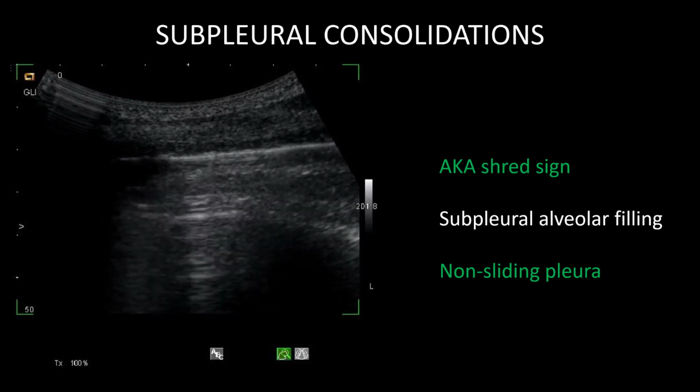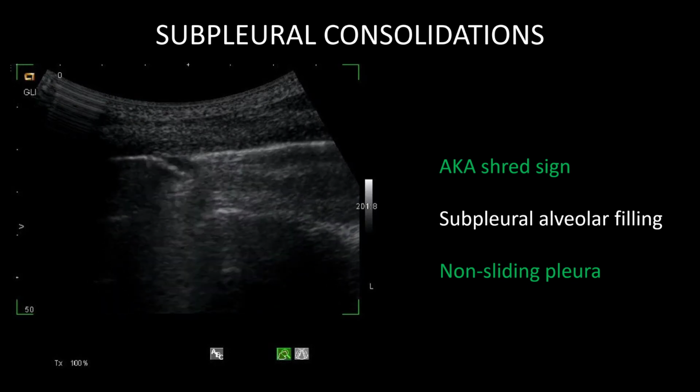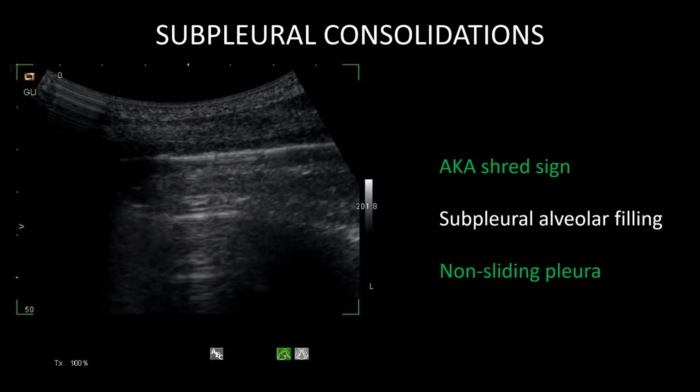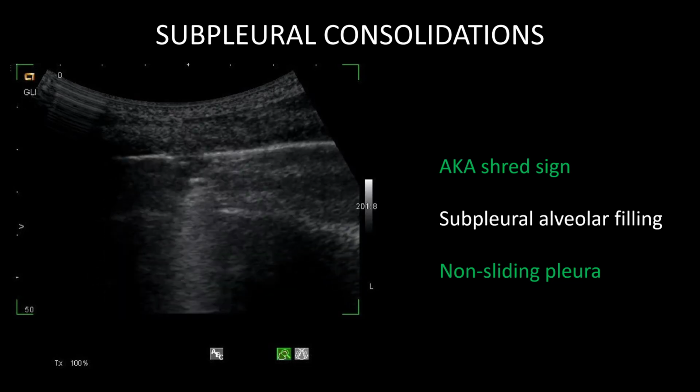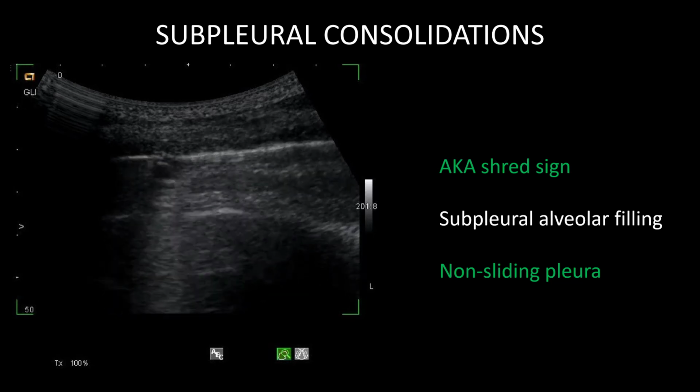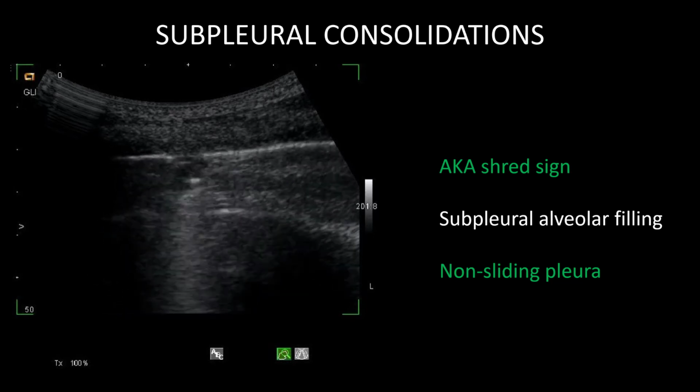Subpleural consolidations can be found anywhere. They are also known as the Shred sign. They represent a localized area of consolidated lung surrounded by aerated lung. Generally, the pleura adjacent to it will not be sliding due to inflammation or thickening.